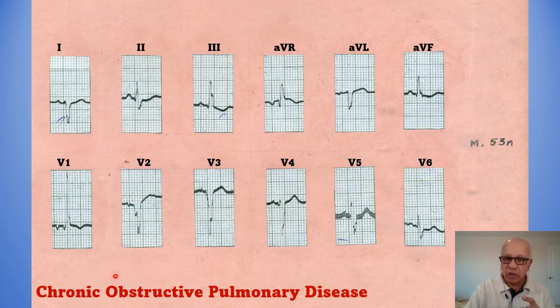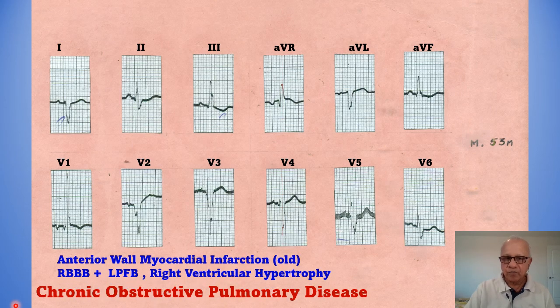There is also right ventricular hypertrophy. So you have multiple findings here. Now what is the possible cause of the right ventricular hypertrophy in this patient? Because of the history, it could be chronic obstructive pulmonary disease. In fact, this patient was a chronic smoker who had developed a myocardial infarction and he was suffering from COPD also. So the findings, of course, were anterior wall myocardial infarction, right bundle branch block, left posterior fascicular block, and right ventricular hypertrophy.